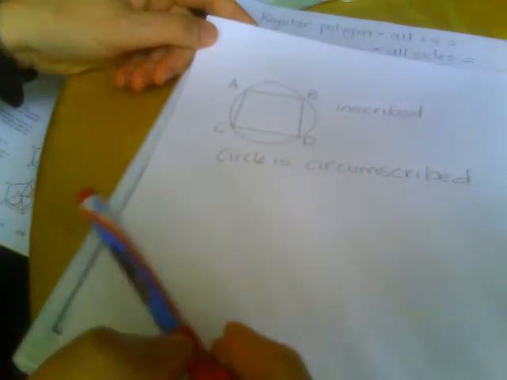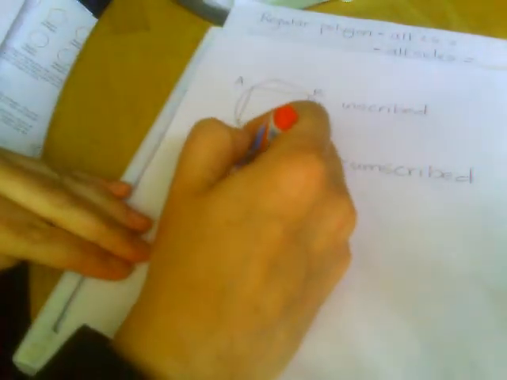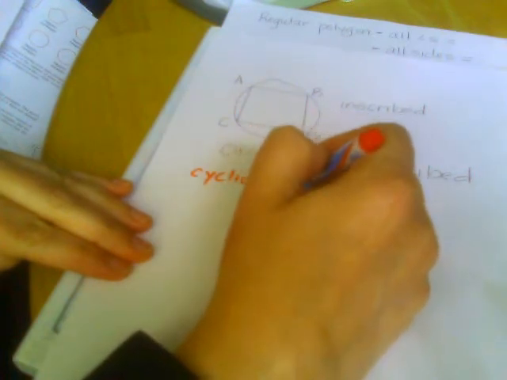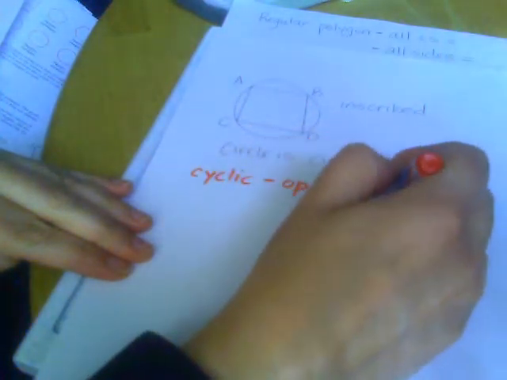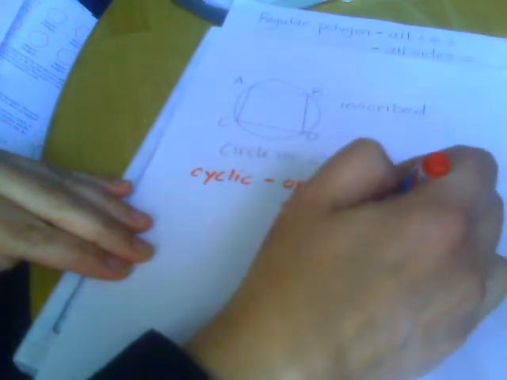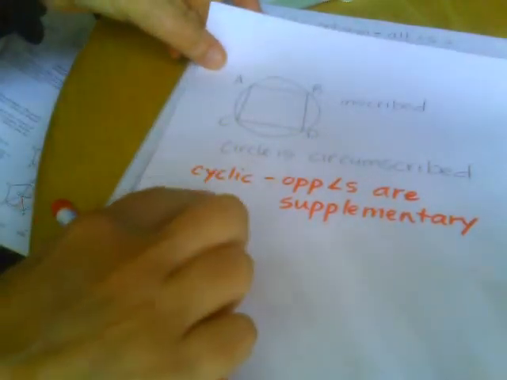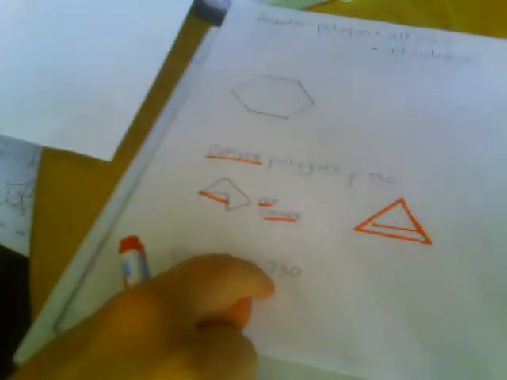That's cyclic. There's also something you need to know about a cyclic polygon, and that's that the opposite angles are supplementary. Opposite angles are supplementary. Okay, you'll use this in your homework. So if you still have trouble with this, go back and read on page 730 the definition of cyclic.